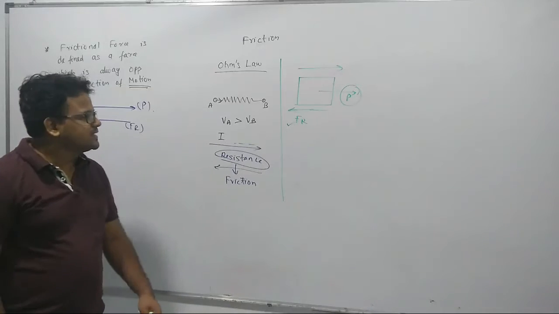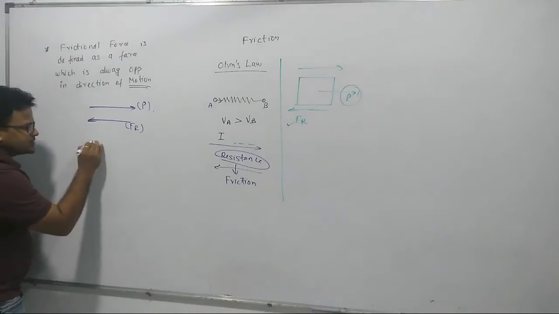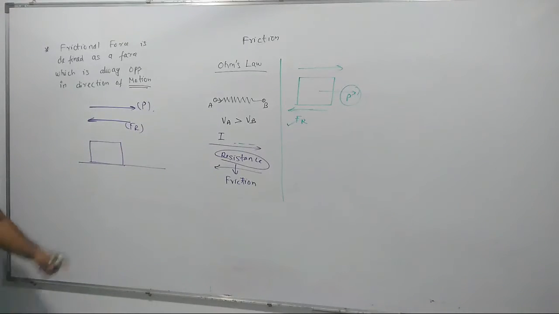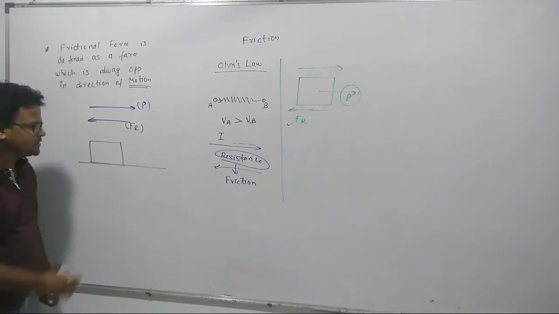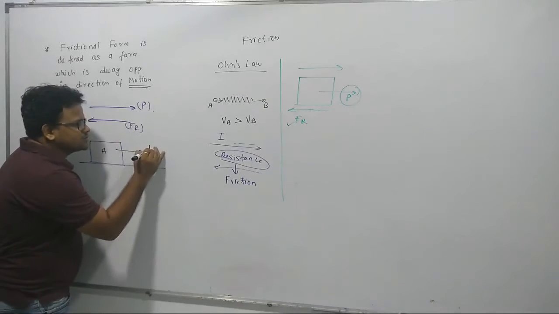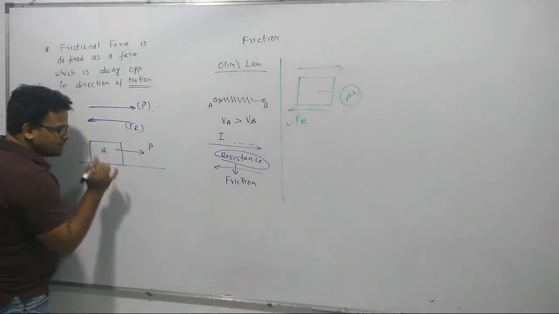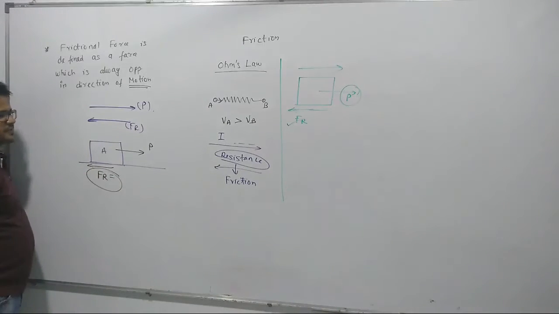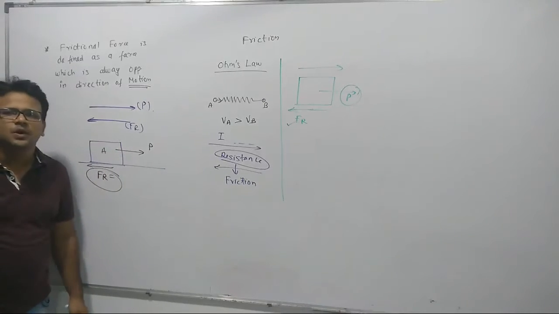Now let us study a few things in detail related to frictional force. Supposing there are two bodies which are in contact with each other. So this is one of the bodies and this is the other body. This is the horizontal floor which is in contact with this body. Suppose this is body A. Now we are applying a force towards right. This is the applied force. The frictional force will be in the opposite direction, that is Fr.